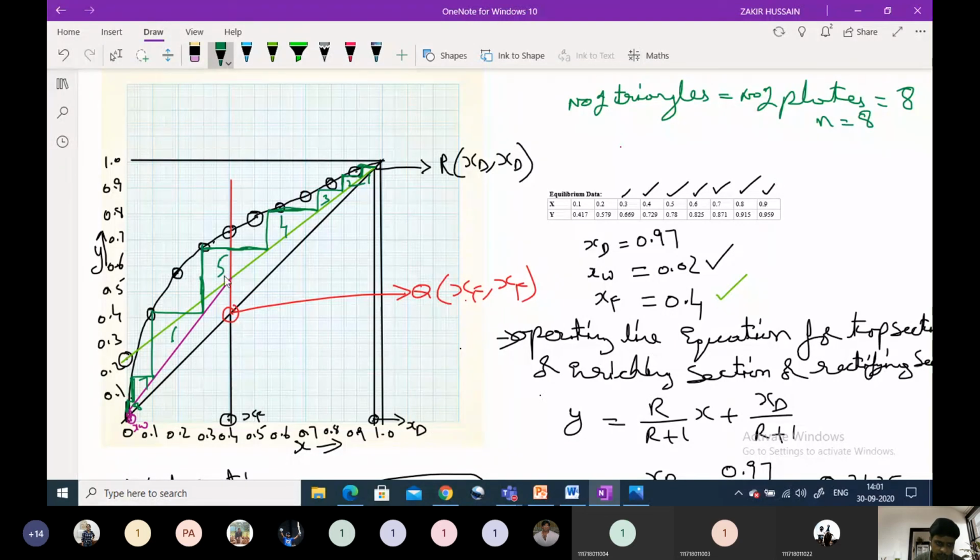Then our feed plate should be located here. If you see, our feed line is this one. So this triangle is the 5th triangle. So our feed line is touching here. So this is the feed plate. Our feed plate NF is equal to 5. So this solves your problem. Hope you understood this one.